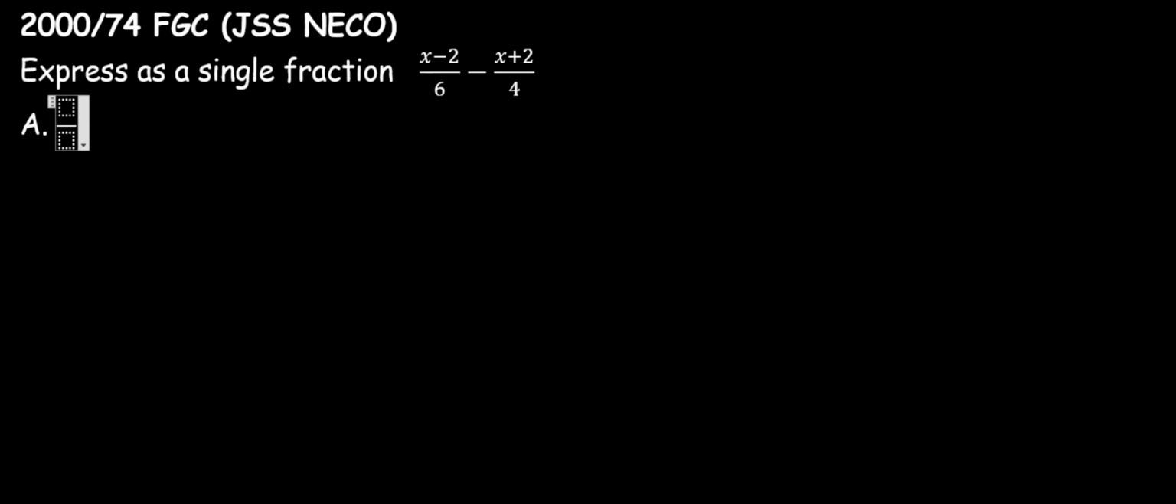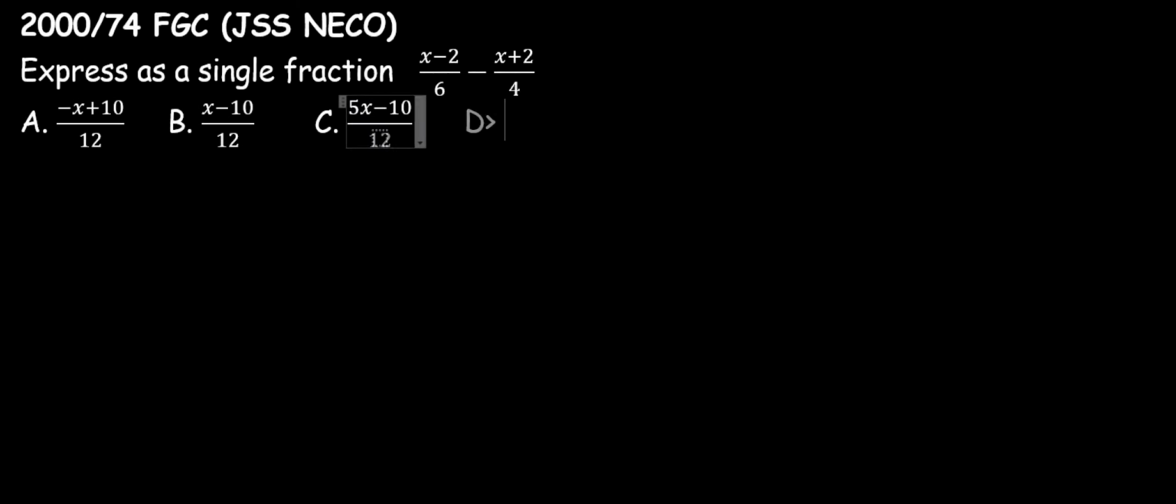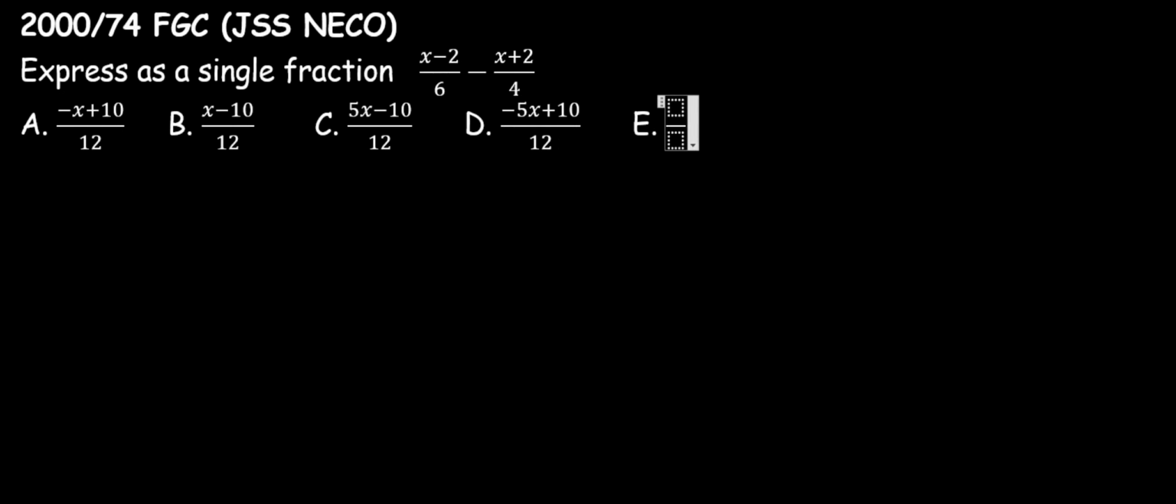A, x plus 10 divided by 12. B, x minus 10 divided by 12. C, 5x plus 10 divided by 12. D, minus 5x plus 10 divided by 12. E, minus into bracket open x plus 10 bracket close divided by 12.